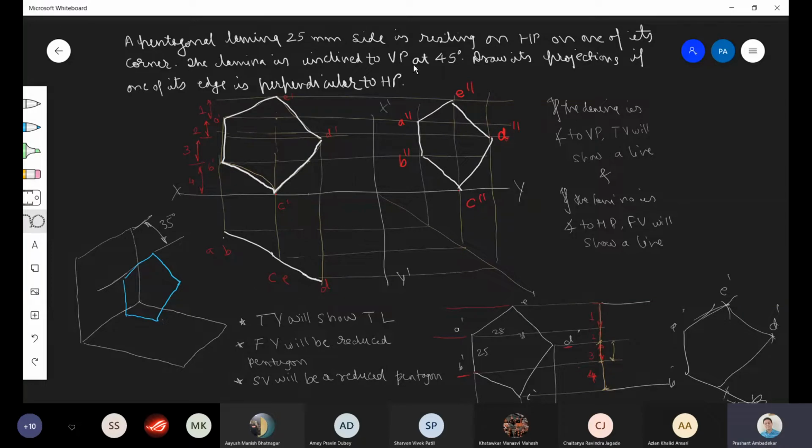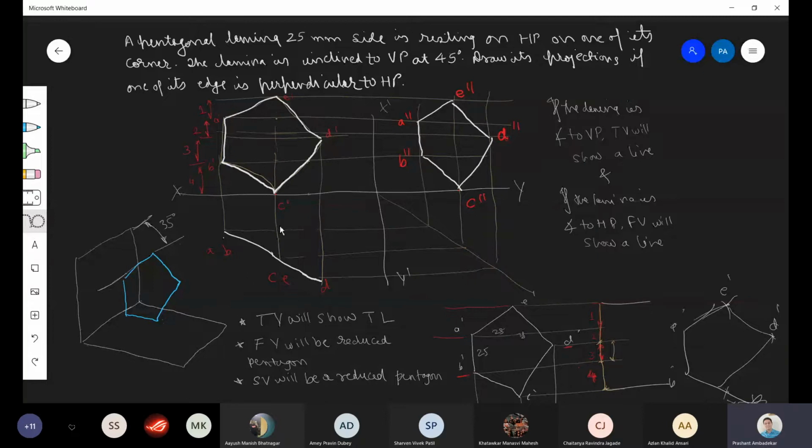The lamina is inclined to VP. You can see the lamina is inclined to VP, so the top view will be inclined. Draw its projections if one of the edges is perpendicular to HP. One of the edges perpendicular to HP means this should be drawn vertical like this.